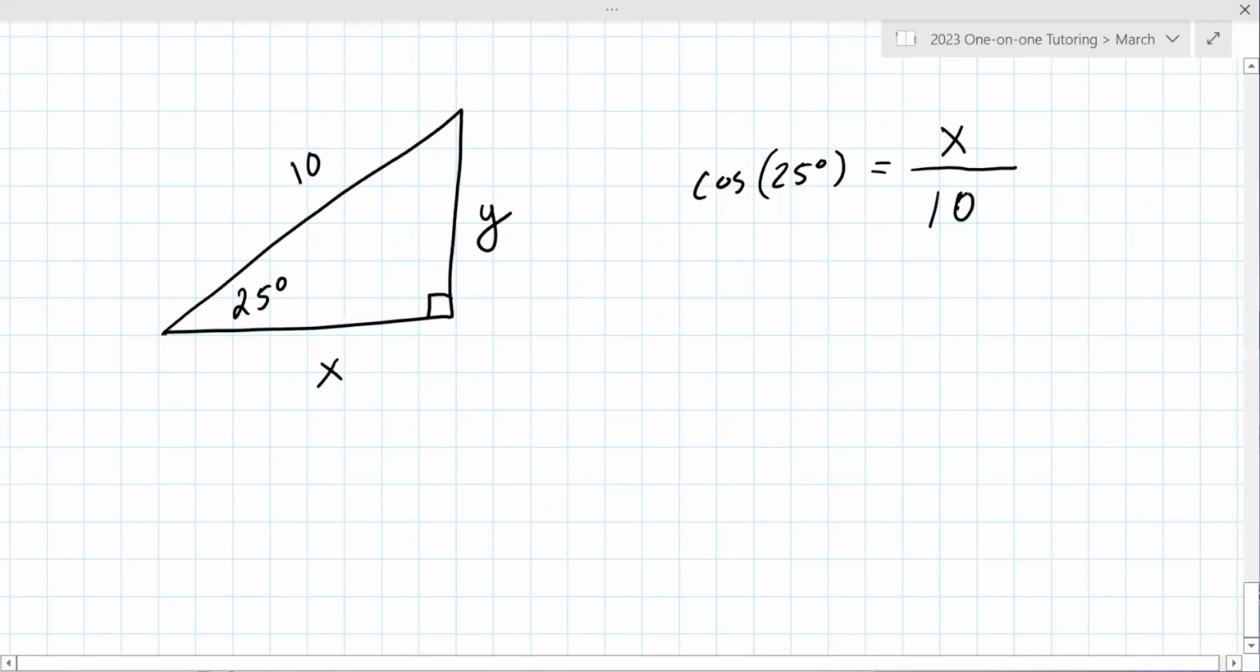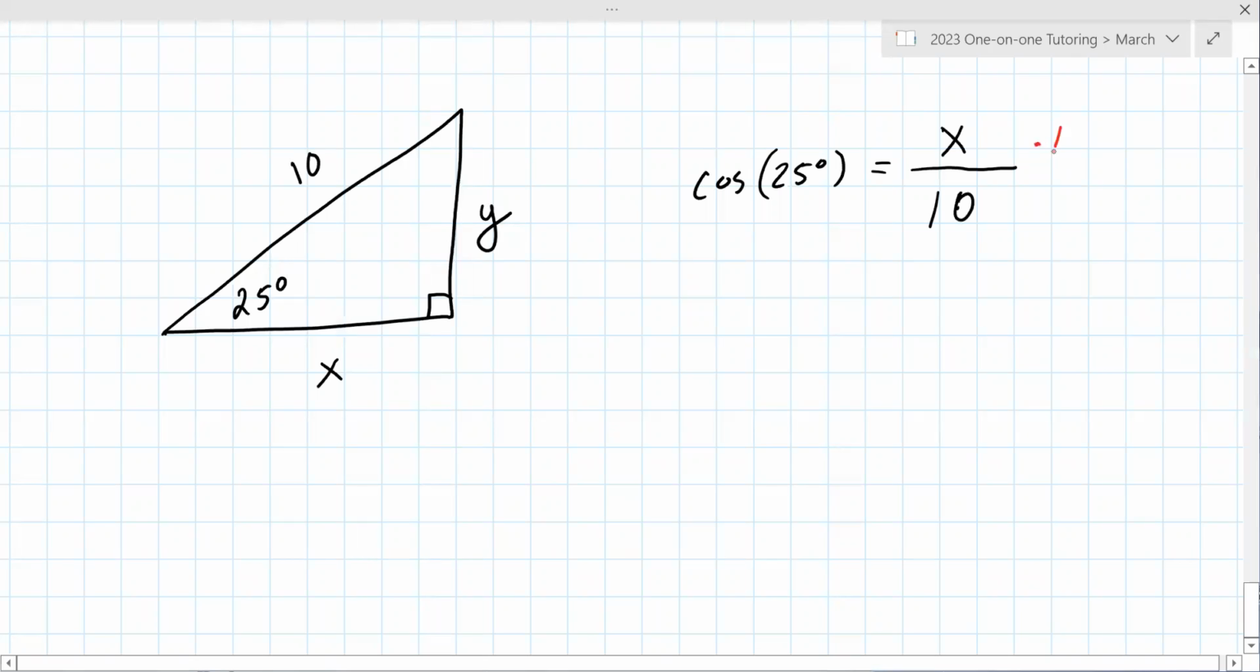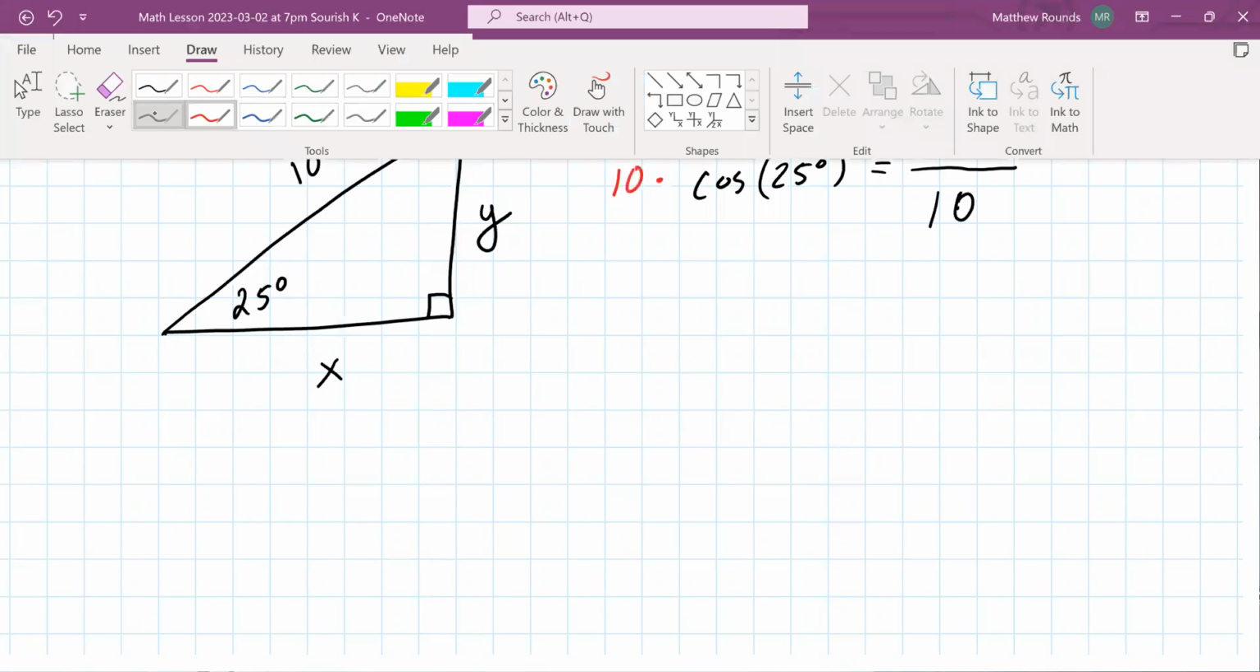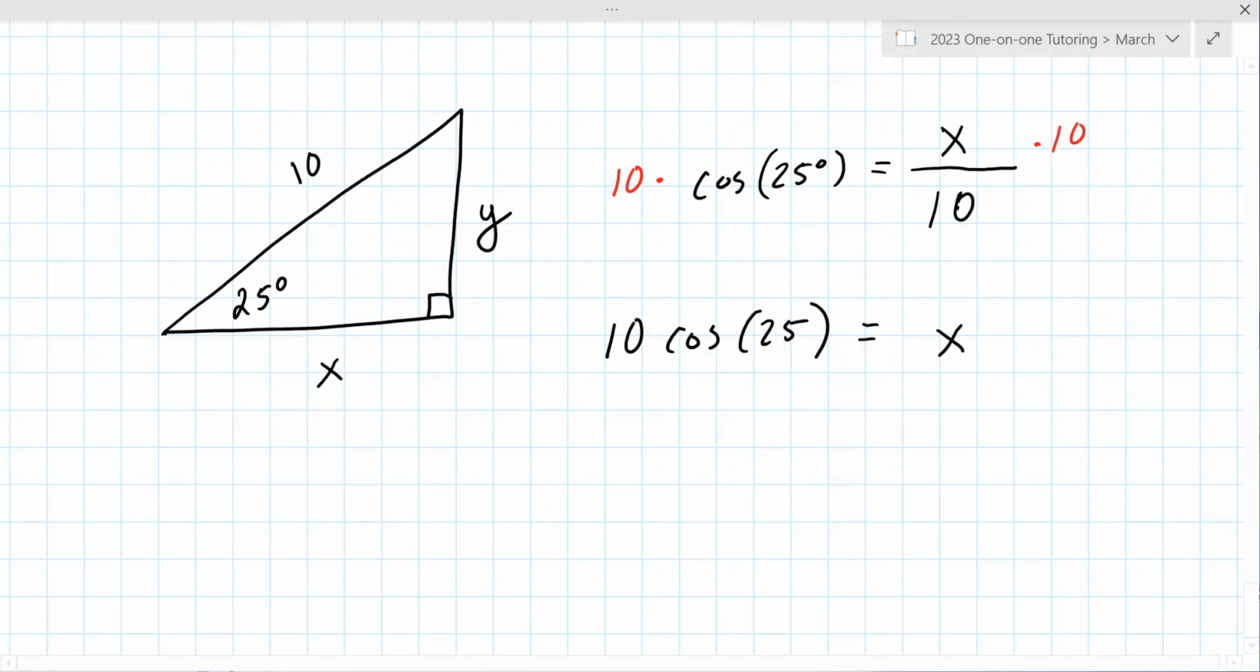Okay, all right. Now we're going to solve this equation for x by multiplying both sides by 10. So on the right, it's just x. 10 cosine 25. Okay.